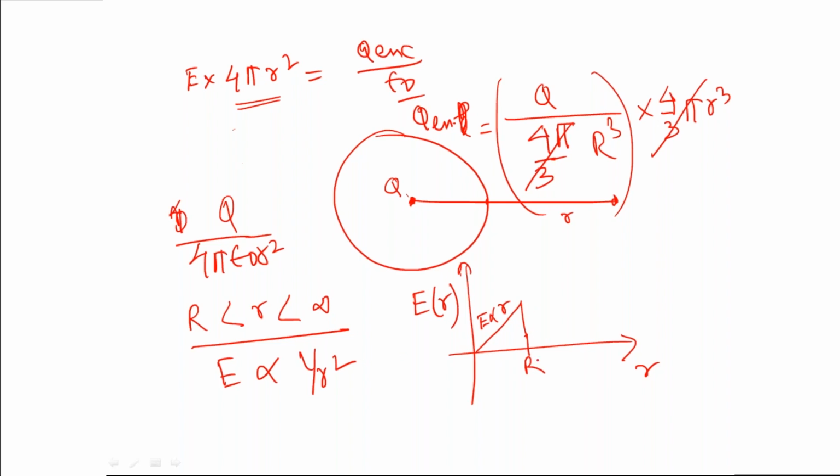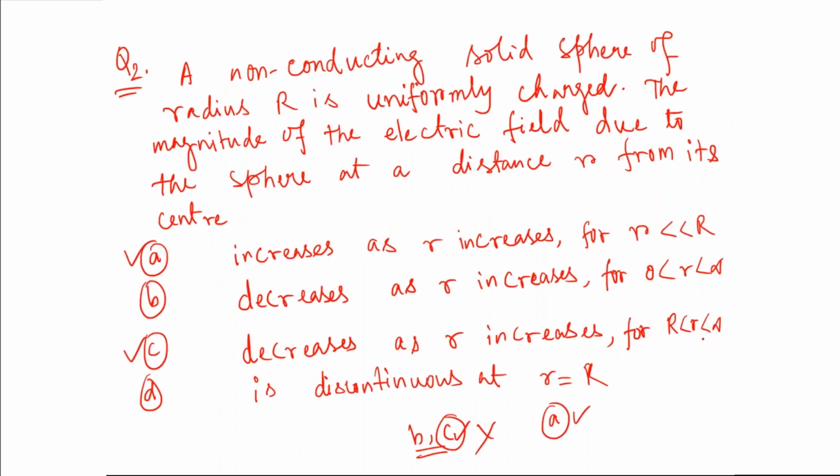So there are two options correct. Look here. This option says it decreases as r increases for this range. Understand, right? This is not correct because this is the whole range. It is not decreasing throughout, and it is not discontinuous at r. Look here, this is a continuous thing. It is not a discontinuity.